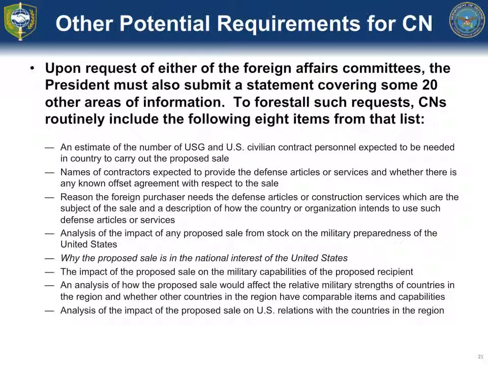An estimate of the number of USG and civilian contract personnel that will be needed in country, the name of the contractor providing the defense articles, and whether there's a known offset agreement. The reason the foreign purchaser needs the defense articles or services and a description of how they intend to use them, an analysis of the impact, if it's a sale from stock, on military preparedness of the U.S. This is the most important one, I think. Why the proposed sale is in the national interest of the United States.